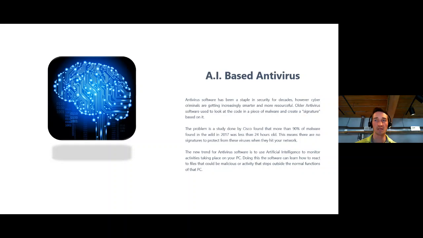The problem is Cisco did a study in 2017 and found that about 90% of all the antiviruses that were seen in the wild were less than 24 hours old. This means that these antivirus programs are never going to be able to keep up, because by the time these viruses are infecting people, they haven't had a chance to create a signature for it yet, so they're not going to be able to help prevent it. That's why AI is becoming such a big thing. We're turning to that now to help with security.